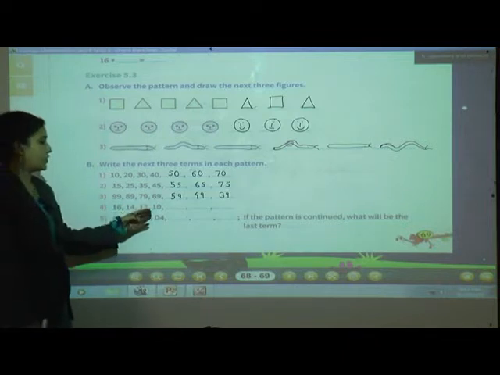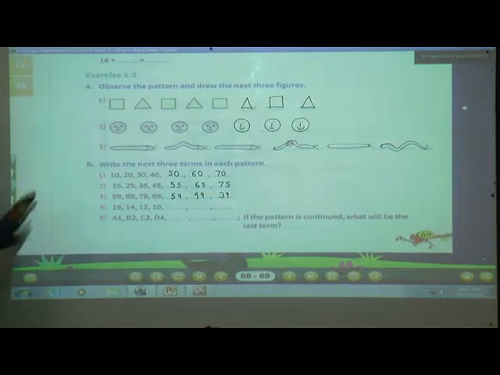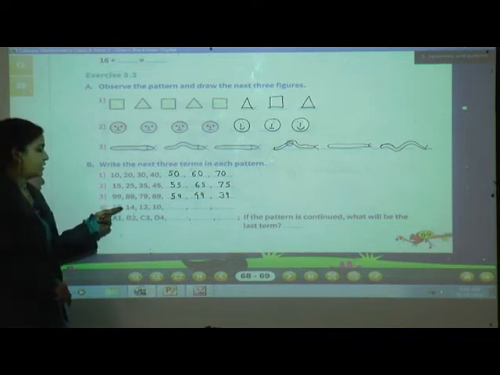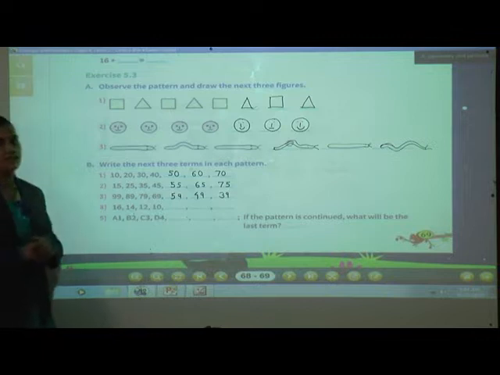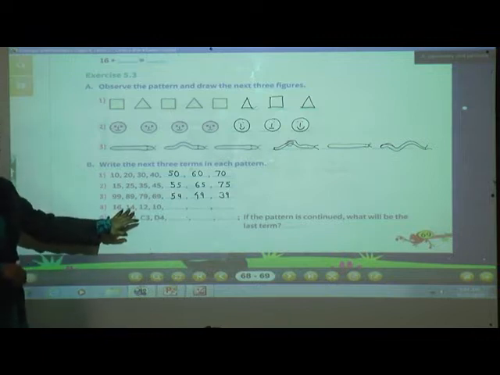16, 14, 12, 10. Now you tell me here which type of a pattern? Yes, students, very good. Here they have subtracted 2 from the number. So if you subtract 2 from 16, 14 is the answer.